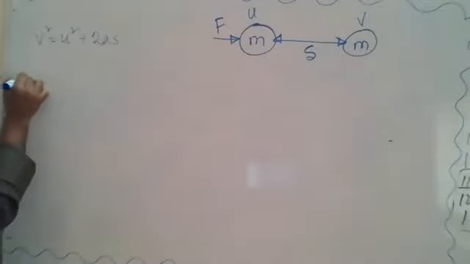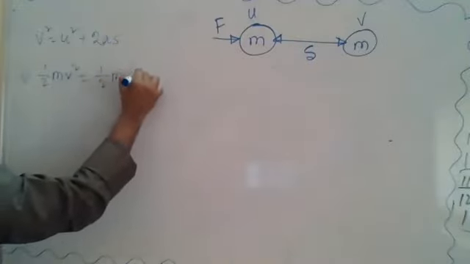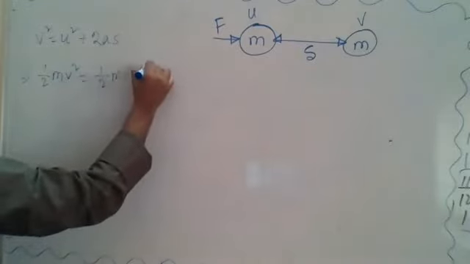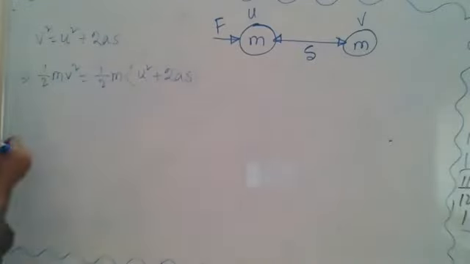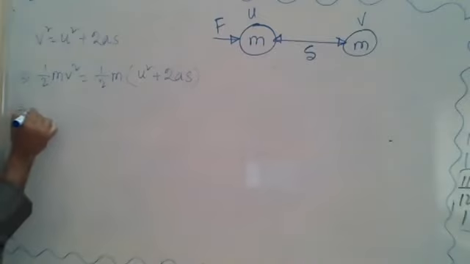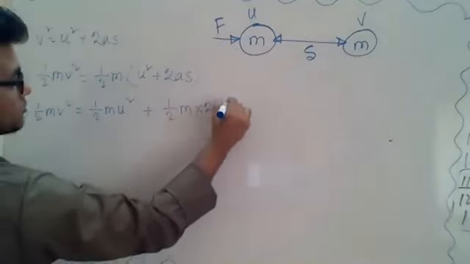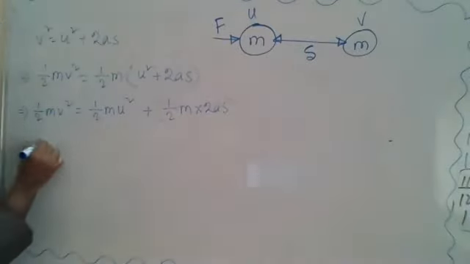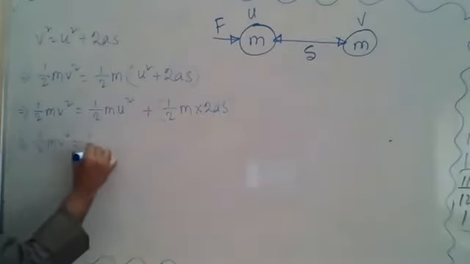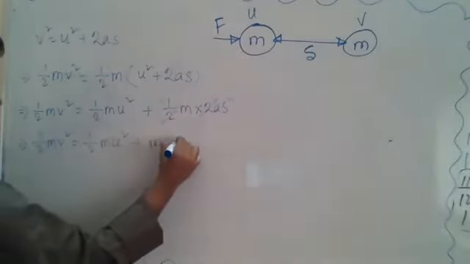Now, if I multiply half m on both sides, then what will happen? On both sides I have multiplied, v square gets multiplied by half m, and here I have multiplied half m. So half m v square is equal to half m times u square plus half m into 2as. It will be multiplied with 2as also. So half m v square will be equal to half m u square plus 2 and 2 will cancel each other, and it will become mas.